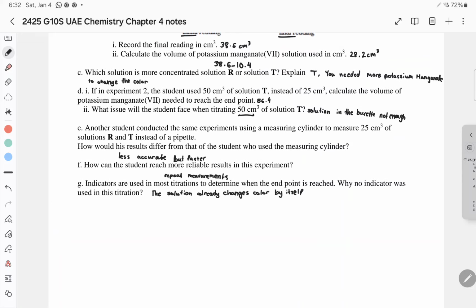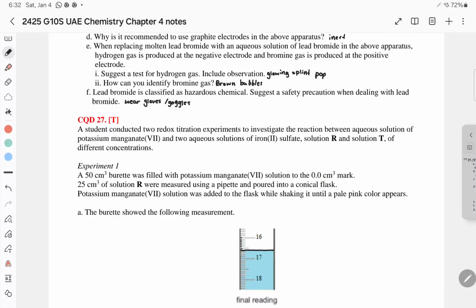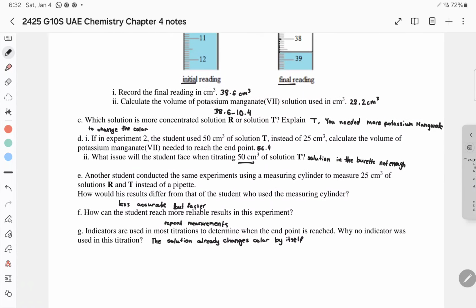Indicators are used in most titrations to determine when the endpoint is reached. Why was no indicator used in this titration? Now, why was it not used? Because look, if we go back to the question, when you add the potassium manganate and shake it, a pale pink color appears. You didn't have to add an indicator for the color to change. The solution already changes the color by itself.